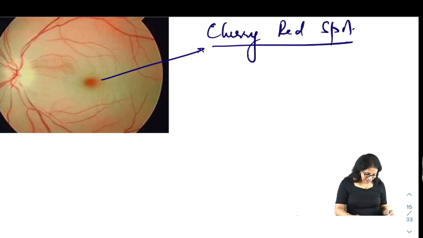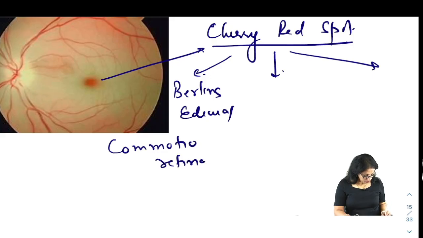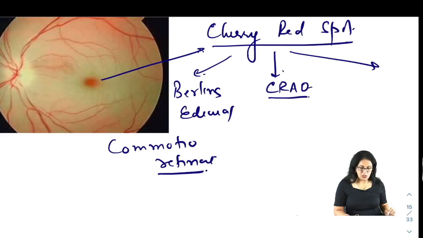Anyway, we come to the cherry red spot. What are the causes? I have taught you so many times. We will divide it into 3, logically and very simply. One is Berlin's edema. What else do you call it? Commotio retinae. Berlin's edema is also called commotio retinae. Okay, that is blunt trauma. So you can get edema everywhere except at the center. Secondly, the same situation for CRAO. Again, arterial occlusion. You can get edema everywhere except the center.